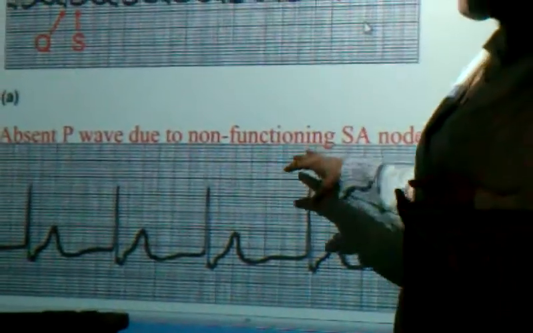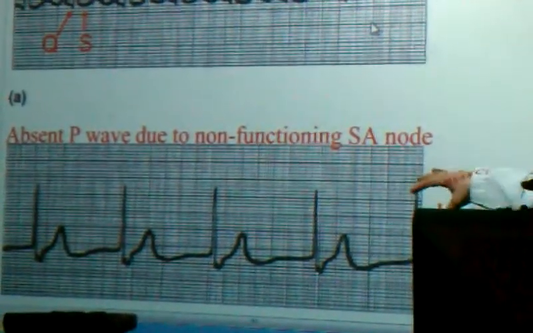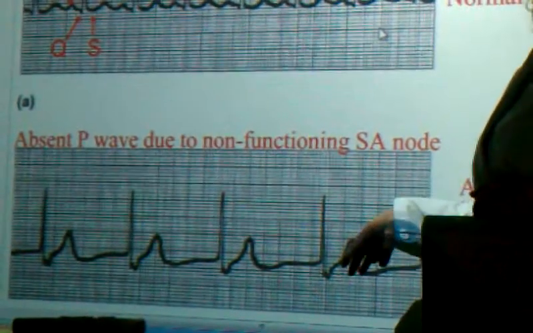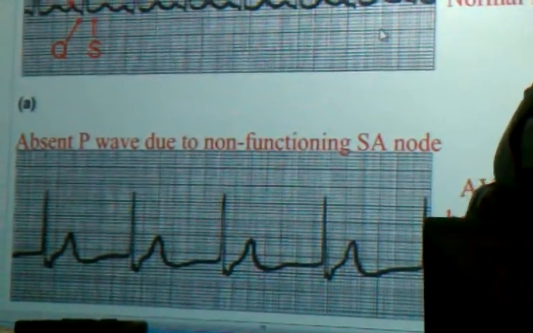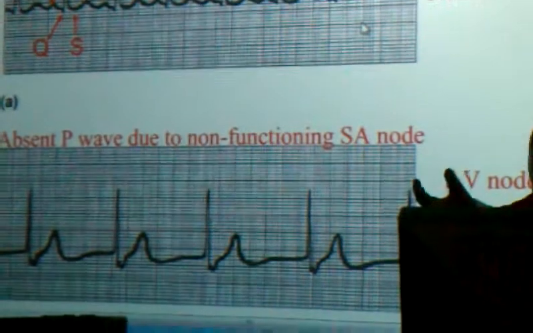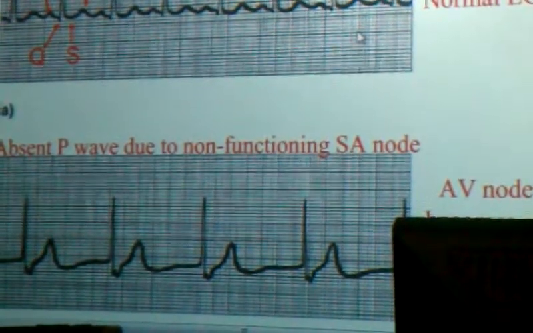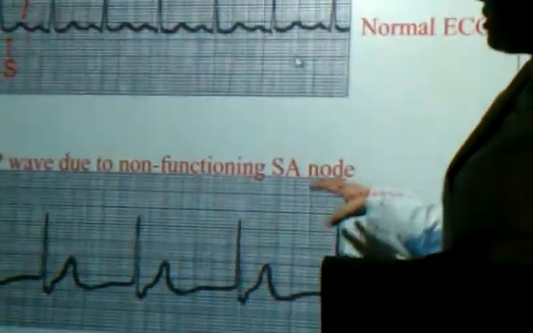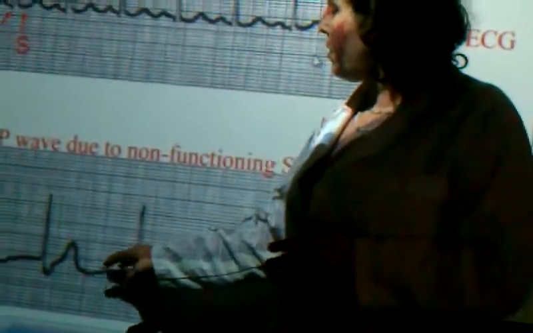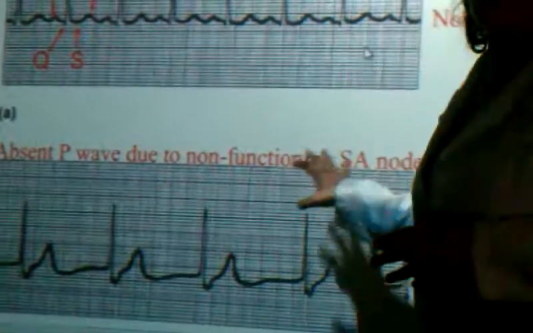That's atrial tachycardia. But occasionally, a couple of ventricular cells will take over, and then you're going to have a really slow heart rate. You'll have a ventricular bradycardia. So there are different ways that this could occur. But just understand that when you're missing a P wave, there is a problem with portions of the conduction system.